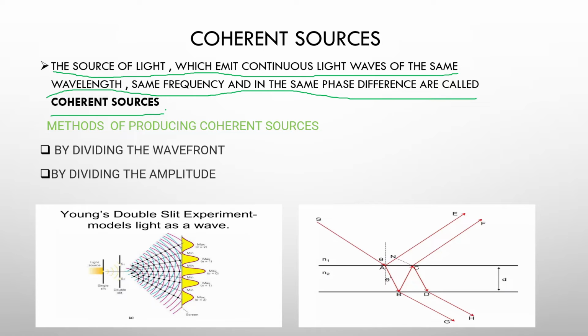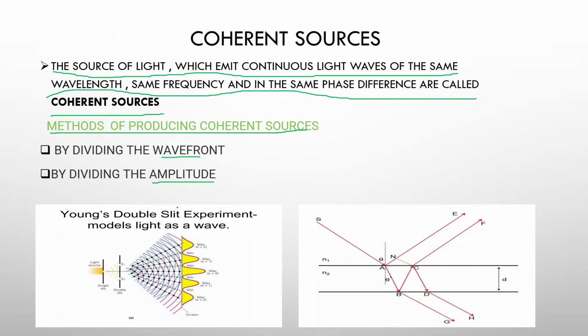So these are the ideal characteristics. LED is the closer approximation to it. It is the closest approximation, we can say, to the coherent source. We have two methods of producing coherent sources basically. One is by dividing the wavefront and another one is by dividing the amplitude.